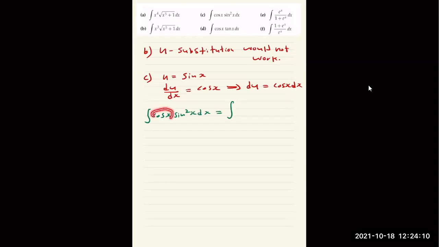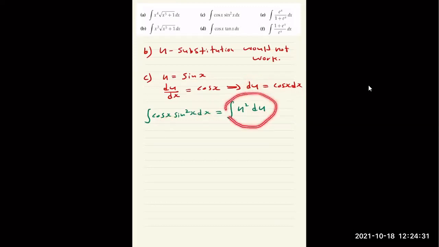Notice that cosine x times dx is nothing but du. I can replace that by du. Of course, this one is just u squared because I'm taking u to be sine x. So we have u squared du. Notice that again, cosine x dx is equal to du, so I put du here.